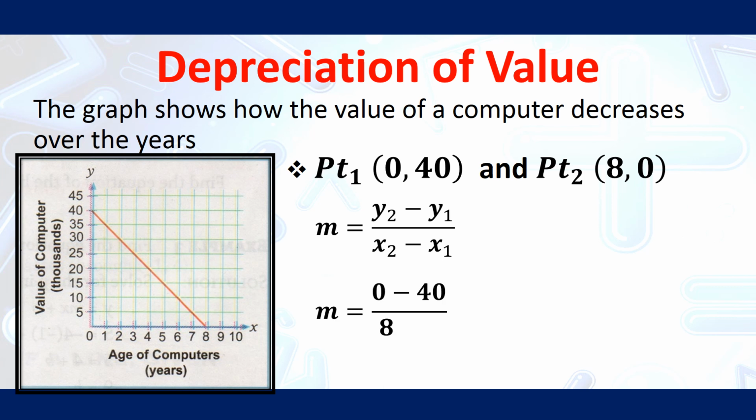Thus, we arrive with m is equal to 0 minus 40 all over 8 minus 0, which will become negative 40 all over 8. And the slope now is negative 5. Take note that if the slope is negative, the line falls from left to right.